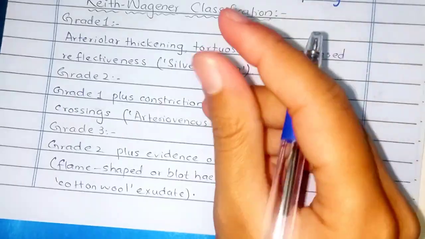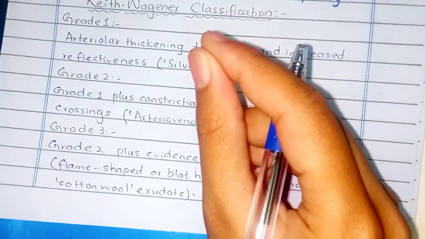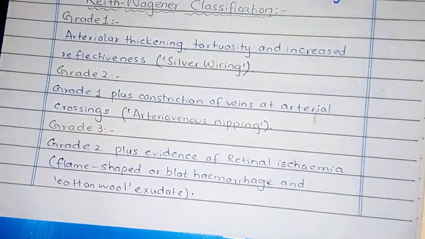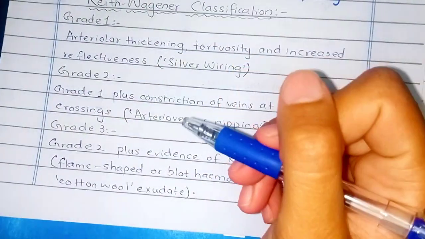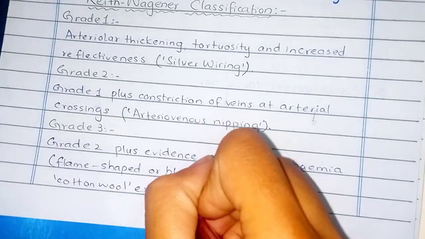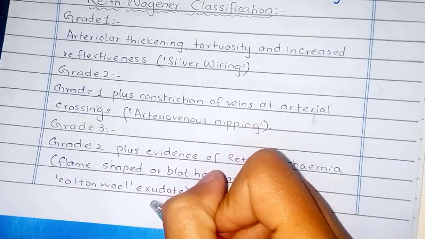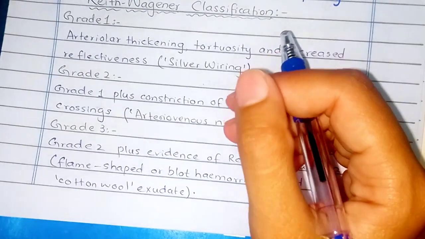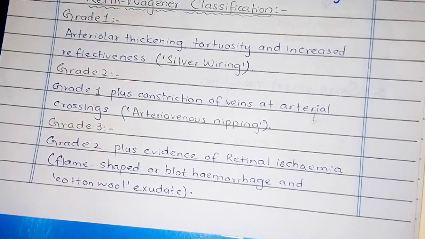These are basically small bleeding spots in the retina, and these hemorrhages can be blot hemorrhages or flame-shaped hemorrhages. And then you can also see exudates, and these are cotton wool exudates, or you can say these are the yellowish deposits that may be seen in the retina.